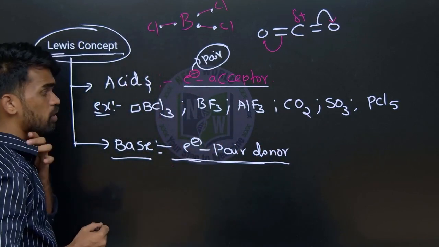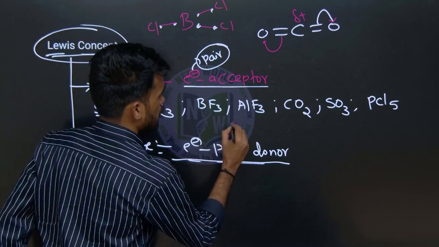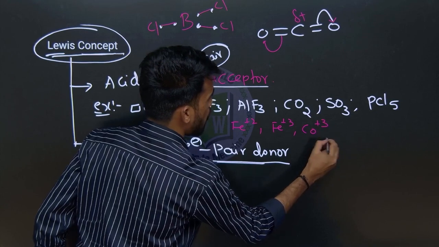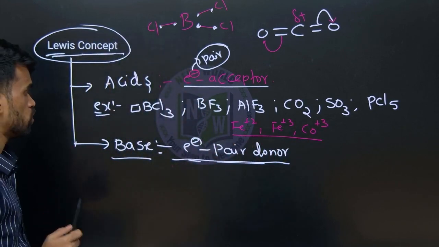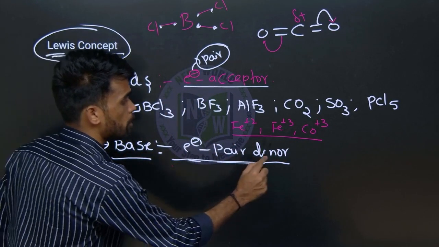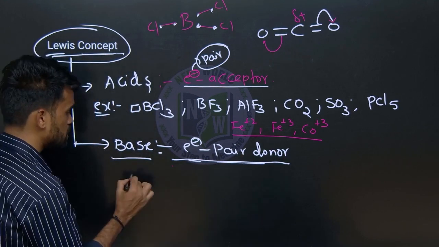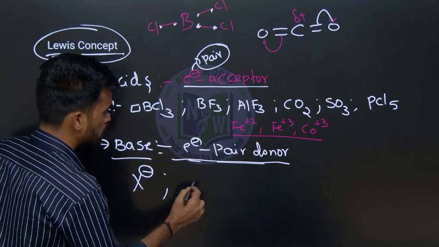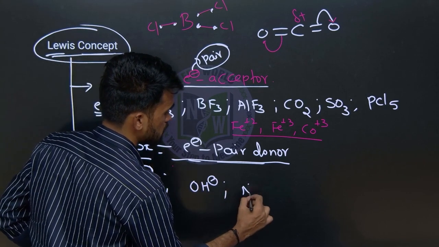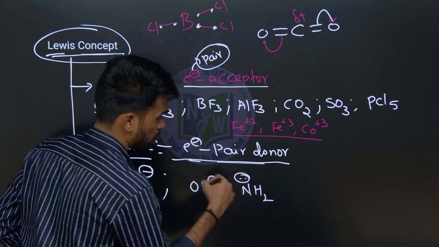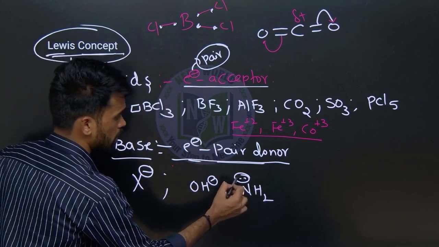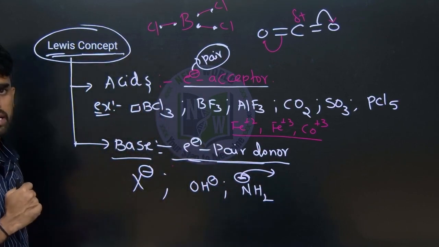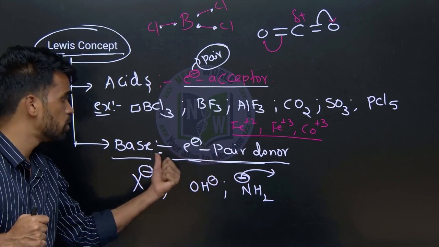Okay. Now any cationic species, for example, Fe plus 2, Fe plus 3, Co plus 2, Co plus 3, all these also come under Lewis acids. The next, Lewis bases mean electron pair donors. For example, any species with a negative charge, like all halide ions, or OH minus ions, or NH2 minus, some species which are highly electron rich. If they have any electron richness on them, they will have a tendency to donate this pair of electrons, right? Therefore, those species are considered as Lewis bases.